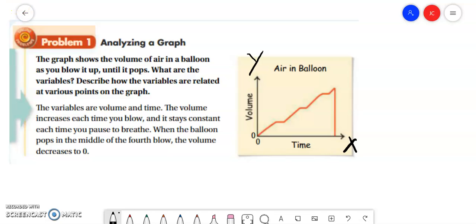And as we see, the graph is actually going up. It goes up here. So we are putting more volume, air, into our balloon until we get to this point where we actually have to take a breath. And we start to blow more air in the balloon, take a breath, and we repeat this process until the balloon finally pops and there's no more volume left in the balloon.